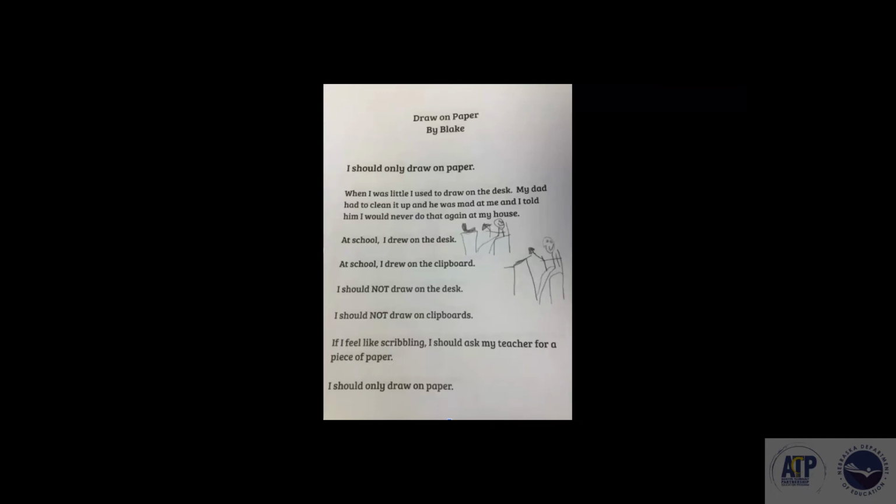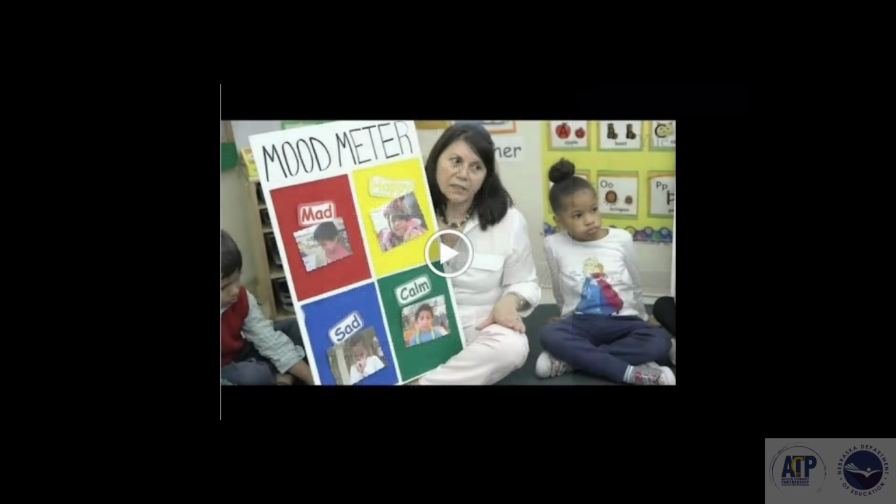We then taped this social narrative to Blake's desk and reminded him of this when he was tempted to start scribbling on his desk instead of on paper. Many young children have difficulty understanding, naming, and regulating their emotions. Strategies like the mood meter from Yale University can help young learners label and describe their emotions so that they can develop ways to manage when their emotions overtake them.